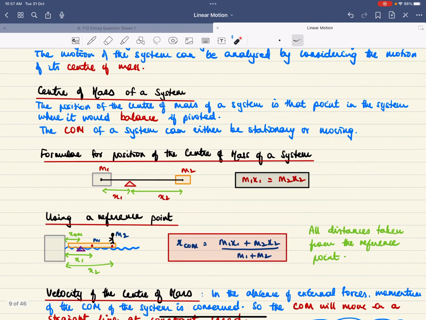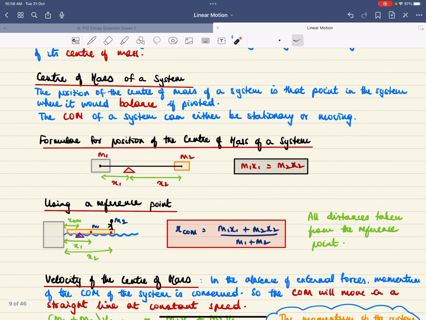If you use a reference point, sometimes this becomes easier, where the center of mass of the system, let's say it's over here, all distances are taken from a fixed point called the reference point. If M1 is the mass of this plank, and the distance of the mass of the plank from the reference point is x1, and let's say there's somebody on the plank with mass m2 standing at the end of the plank, that's your x2. So the center of mass of the system is m1x1 plus m2x2 divided by m1 plus m2.